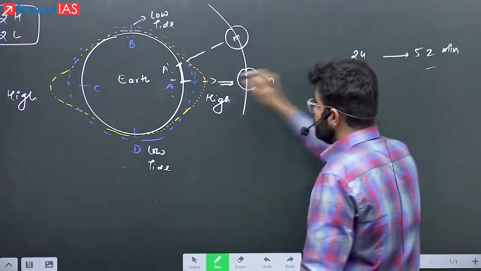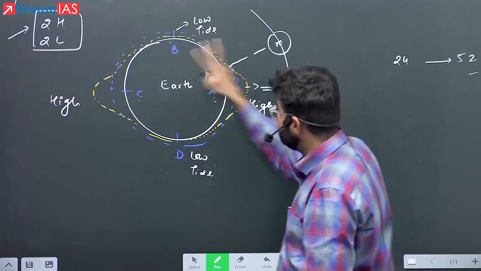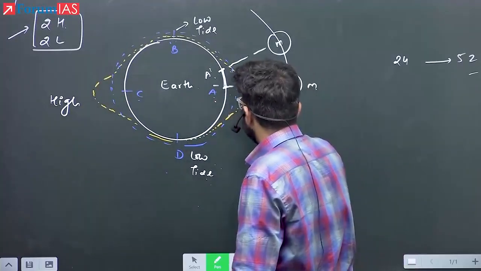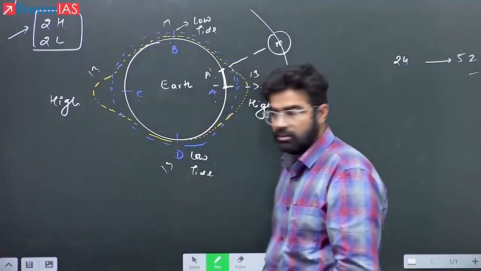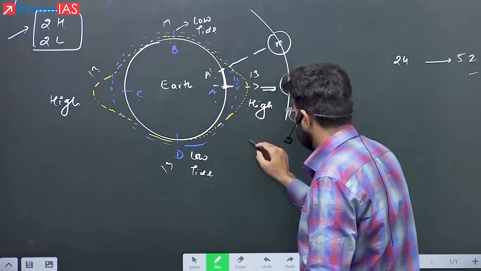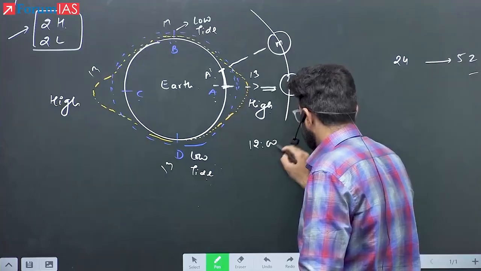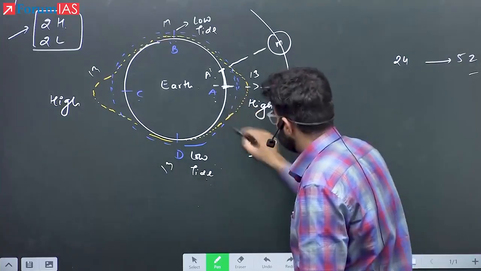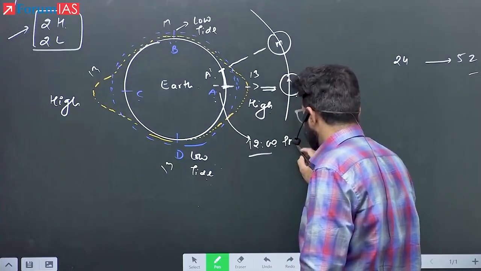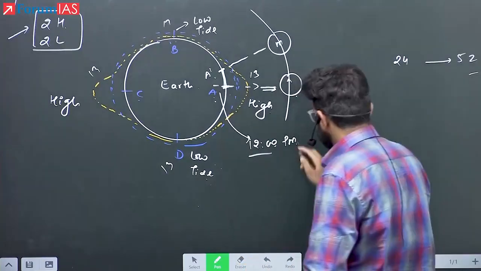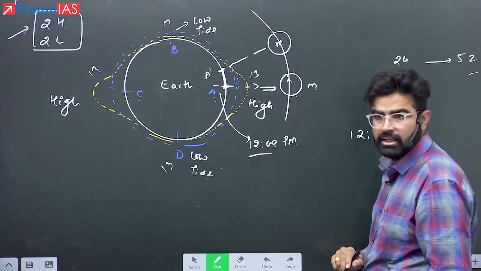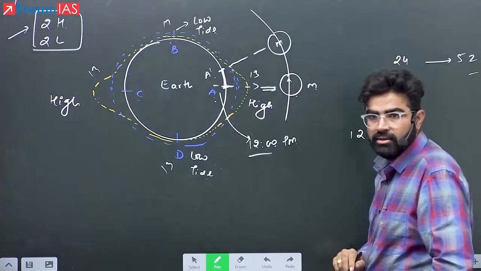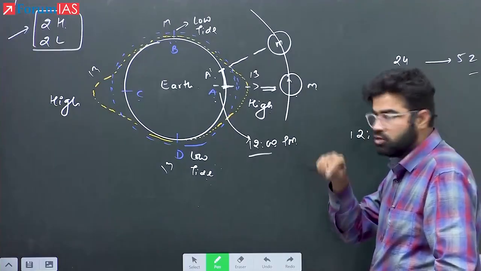If I distribute this 52 minutes in 4 parts, can I say here 13, 13, 13 and 13 I can distribute? Yes or no? For example, the last day, high tide was experienced at point A at 12 p.m. It is afternoon. Next day, it will be experienced at 12:13 p.m. In this way, in every 24 hours, there would be a total of 52 minutes delay.